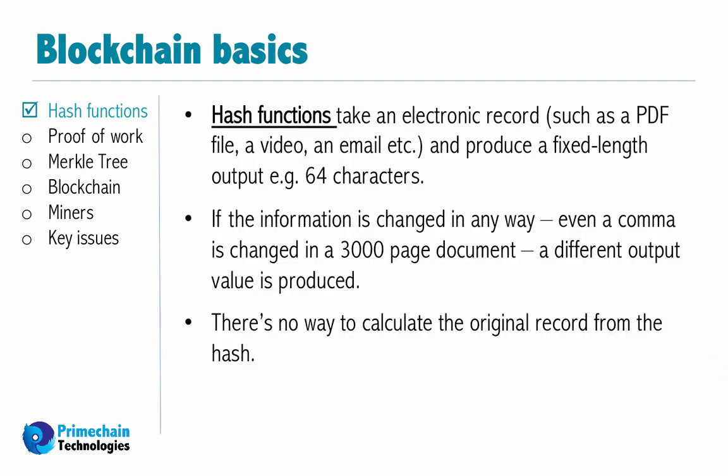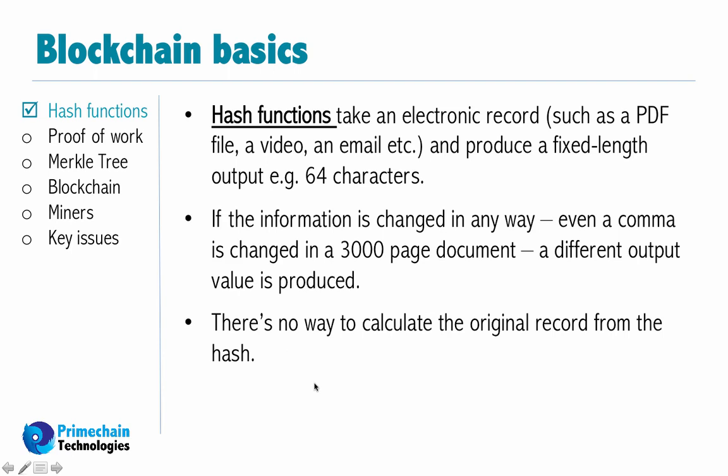Moving on, a hash function, to summarize, takes an electronic record, whether it's a PDF file, a video, an email, and produces a fixed length output, for example 64 characters in this case. If the information is changed in any way, even a comma is changed in a 3000 page document, a different output value is produced. And there is no way to calculate the original record from the hash.